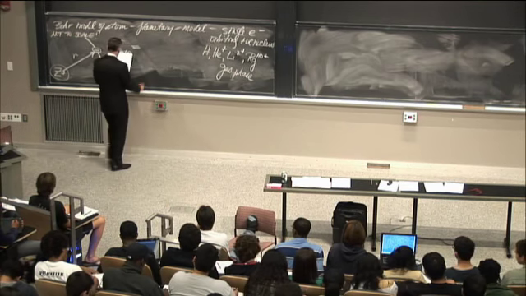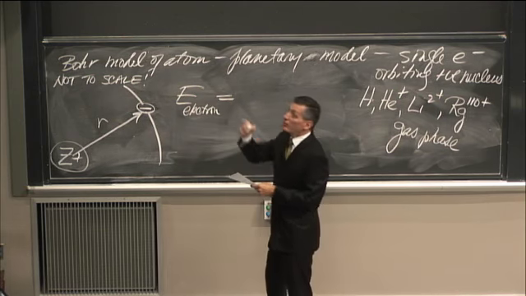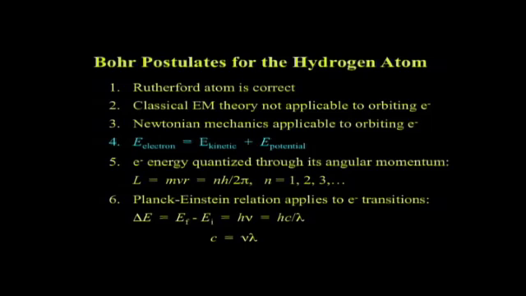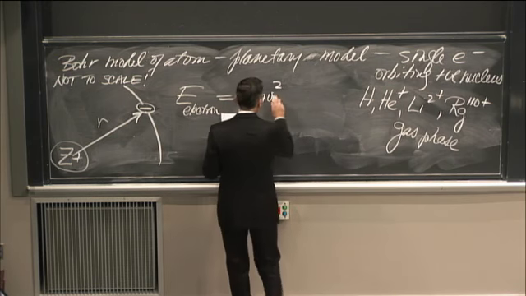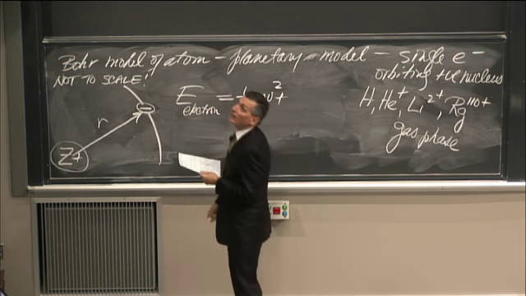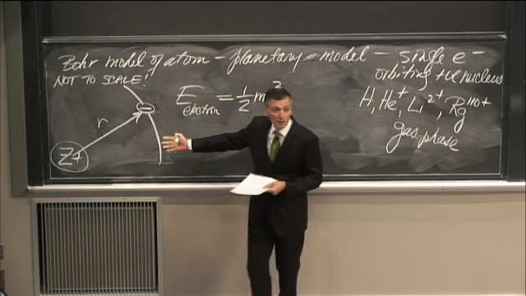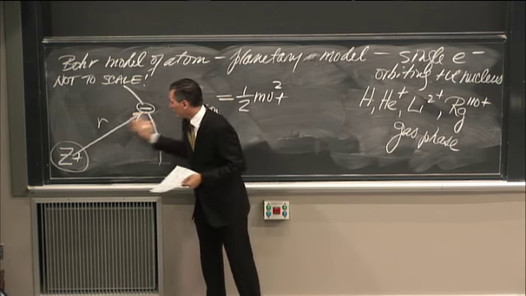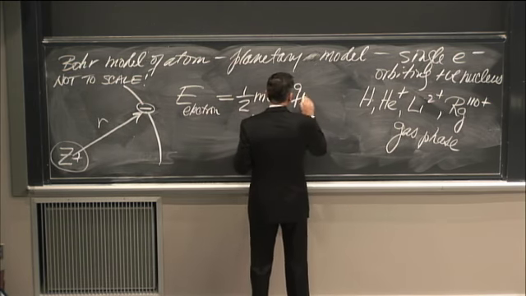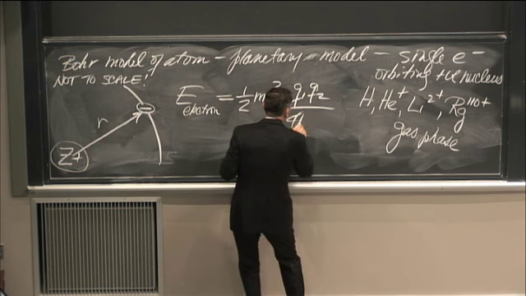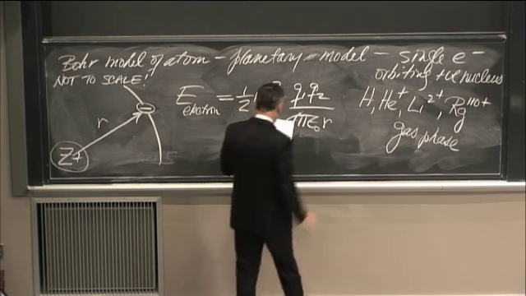So the energy of the electron is the kinetic plus the potential. The kinetic energy, we're saying it's a half mv squared because Newtonian mechanics applies, see number 3. So that's half mv squared, where v is the velocity. And then what's the potential energy? The potential energy here is electrostatic, because the energy that's stored here is due to the Coulombic forces between them. So that's going to be Q1 Q2 over 4 pi epsilon 0 divided by r.